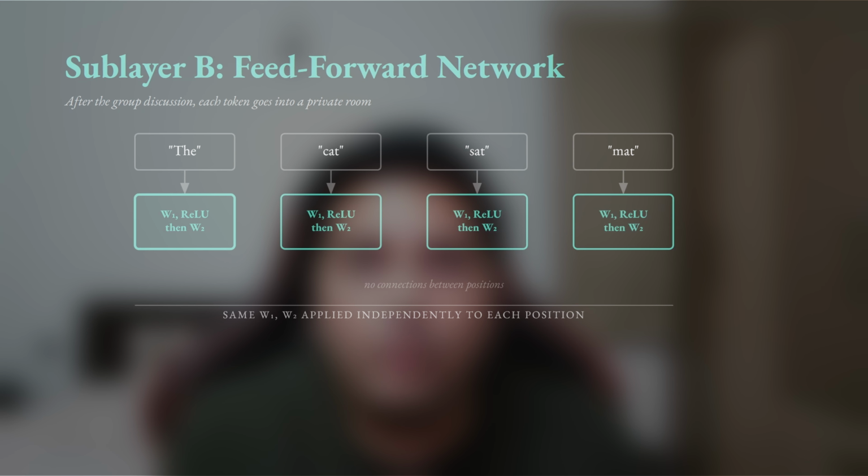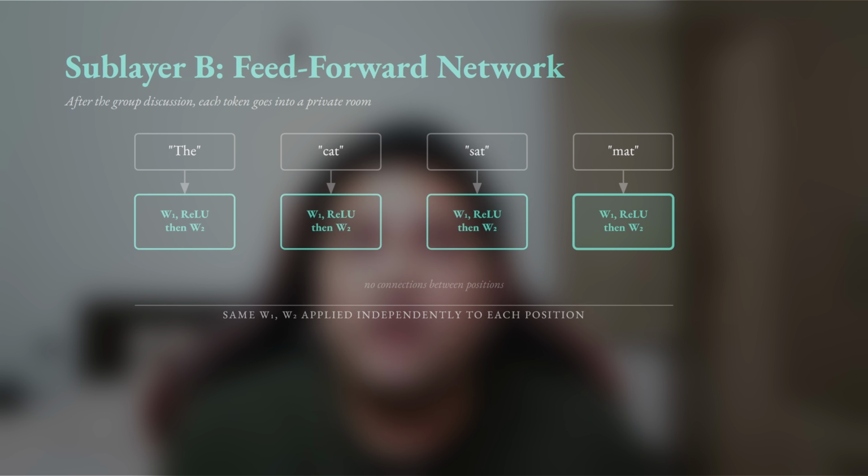That's what this teal box is doing. There are no horizontal connections between the four boxes. Not one row, not one shared computation. The word "the" is processed in its own box. Similarly, "cat," "sat," and "mat" are processed in their own respective boxes. What happens in one box does not influence what happens in another. This is the defining characteristic of the feed-forward layer.